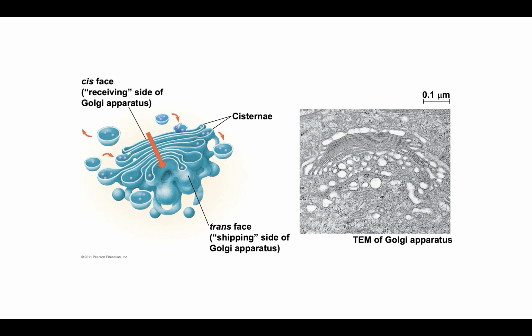Here's the receiving side of a Golgi apparatus. So protein can be received from ER, and then this side is the trans face, the shipping side of the Golgi apparatus. So mature protein can be shipped to their final destination.